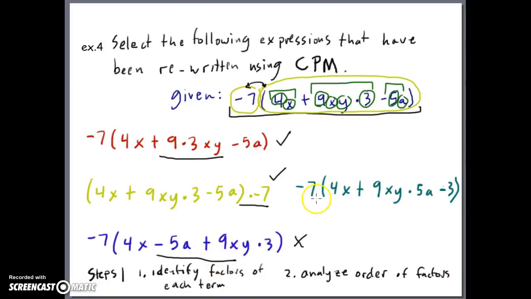Now we've got negative 7 times 4x plus 9xy times 5a minus 3. So you can see here the change has occurred right here. Now the 9xy times 5a, now they're taking something that was originally being subtracted and turning it into multiplication. You can't change the operations of things. You can only change the order of what was being multiplied or being added. You can't take something that's being subtracted and turn it into multiplication, so this is no good.